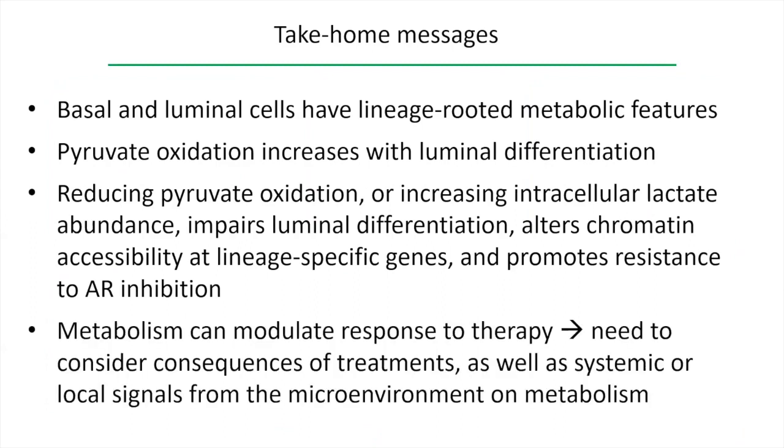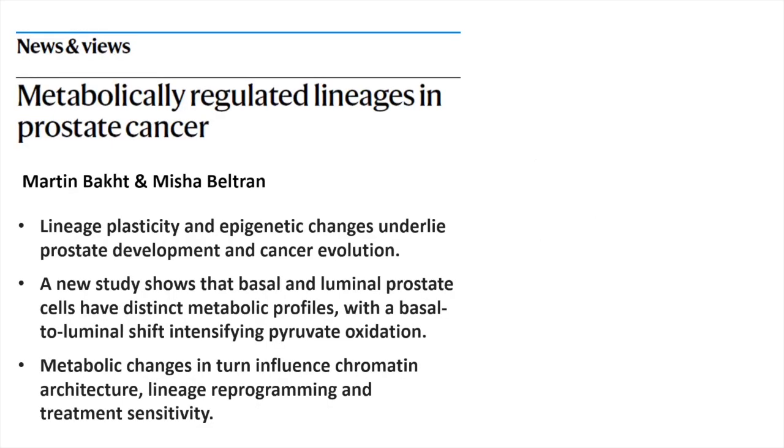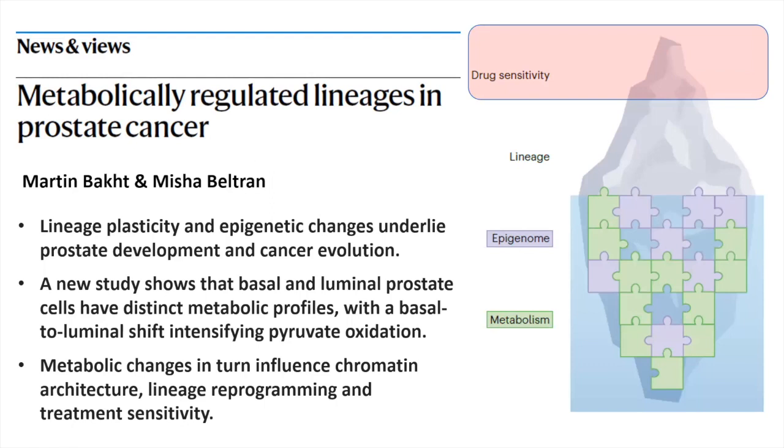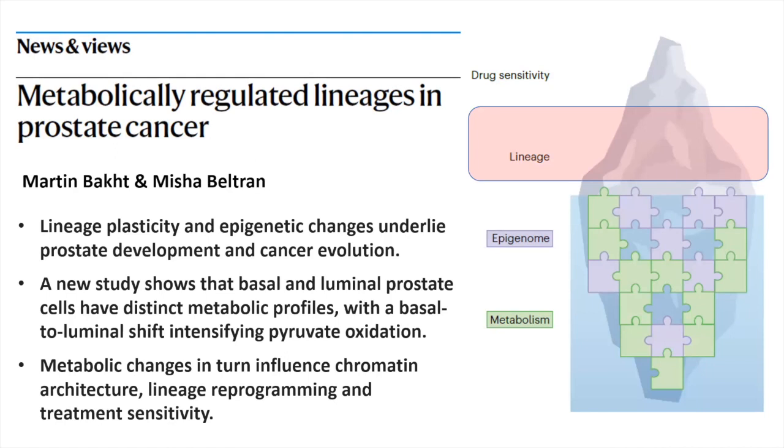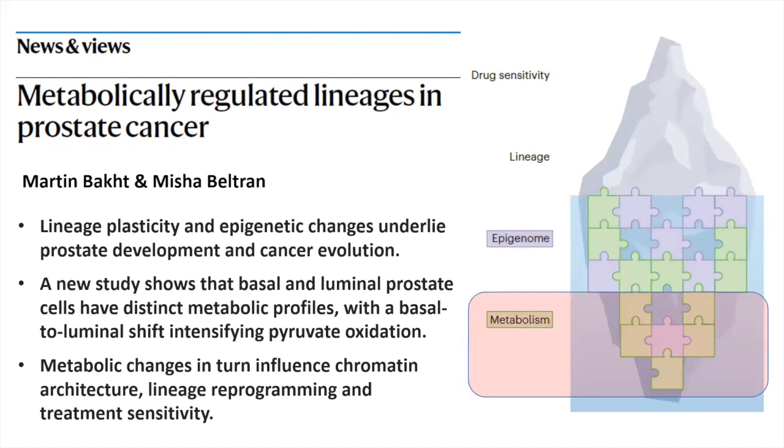And zooming out and thinking about what this really means, it says that in the prostate, metabolism can modulate response to therapy. So we really need to consider what are the consequences of our treatments and what are the effects of systemic or local signals on metabolism. I want to finish with this great analogy from an accompanying News and Views by Martin Bacht and Misha Beltran. We care about the clinical response to treatment. And we know that lineage can influence the response. Now, underneath the surface is epigenetics, but even less understood, and we think just as important, is the metabolism.